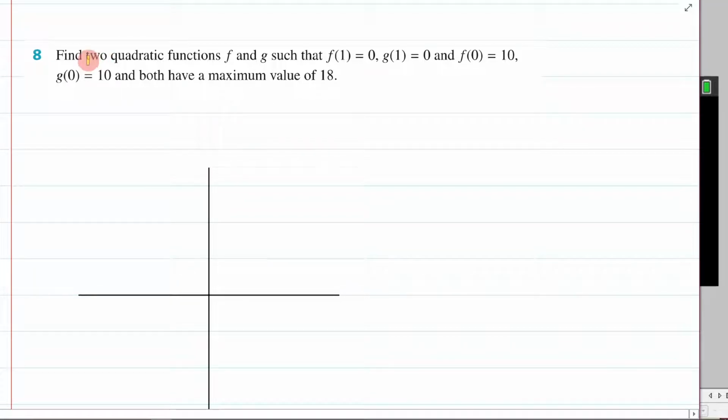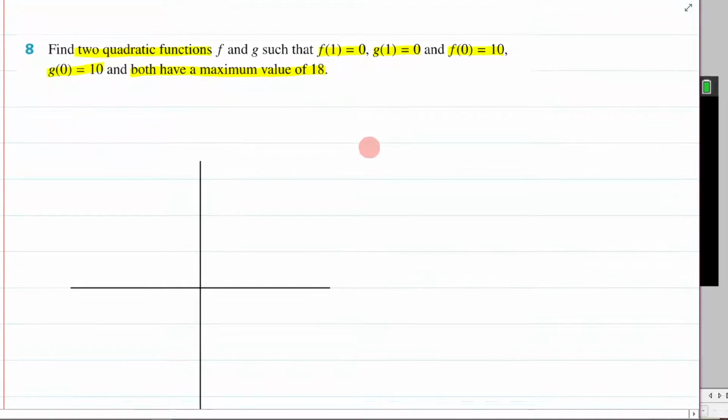It says, find two quadratic functions, f and g, such that f of 1 is equal to 0, g of 1 is equal to 0, f of 0 is equal to 10, g of 0 is equal to 10, and both have a maximum value of 18. Okay, so a lot of things going on there.